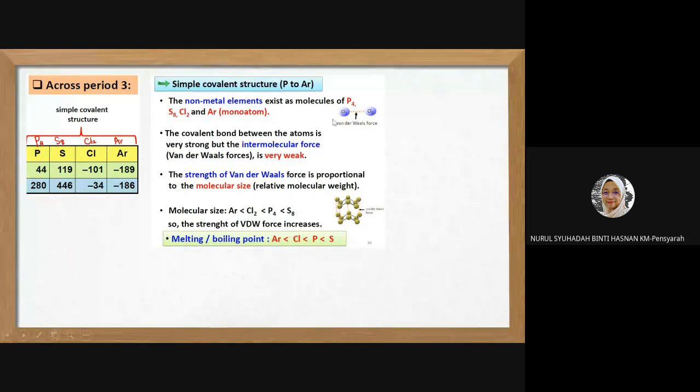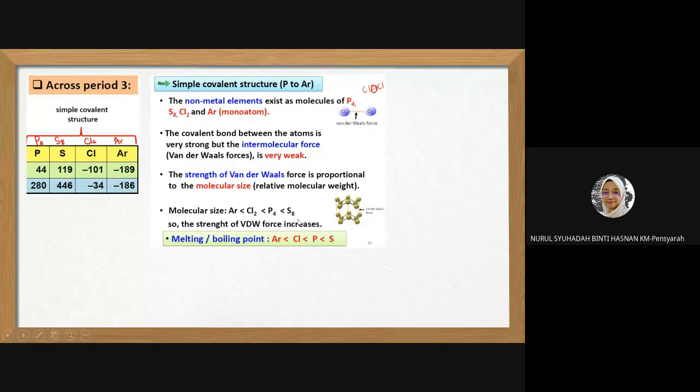So, covalent bond between the atoms is very strong. Maksudnya dia refer contoh Cl dengan Cl. Covalent bond yang ni kuat. Tapi, the attraction between the molecules is weak. Kita cuma ada van der Waals forces sahaja. Okay, jadi the strength of the van der Waals forces is proportional to the molecular size.